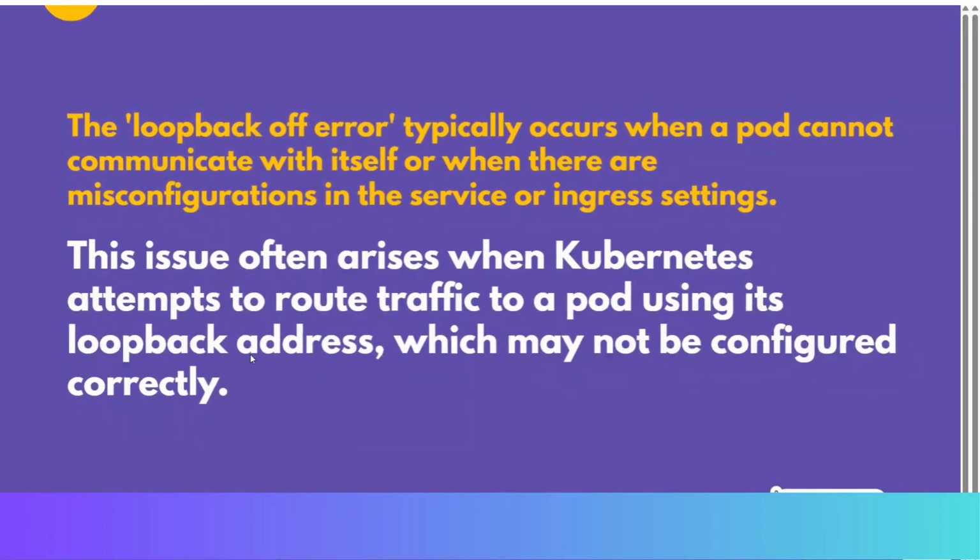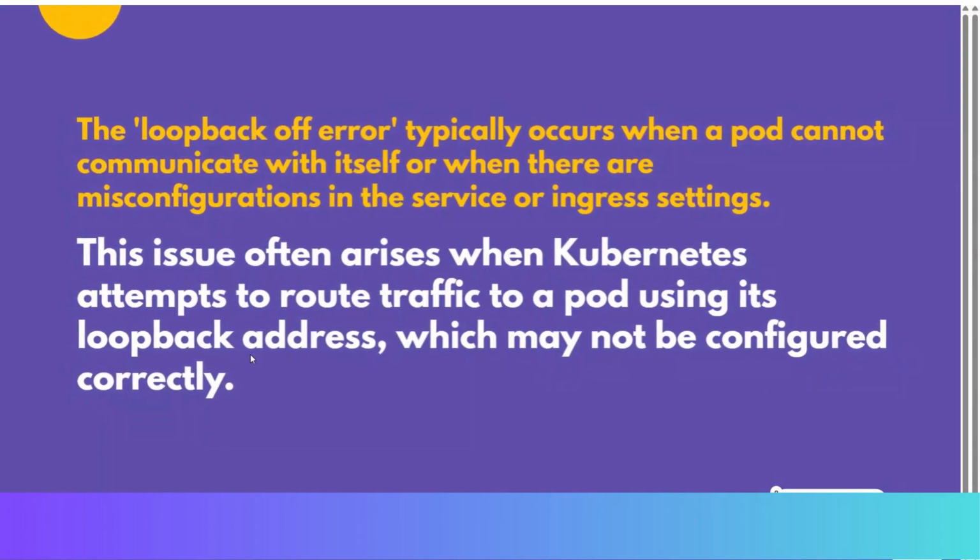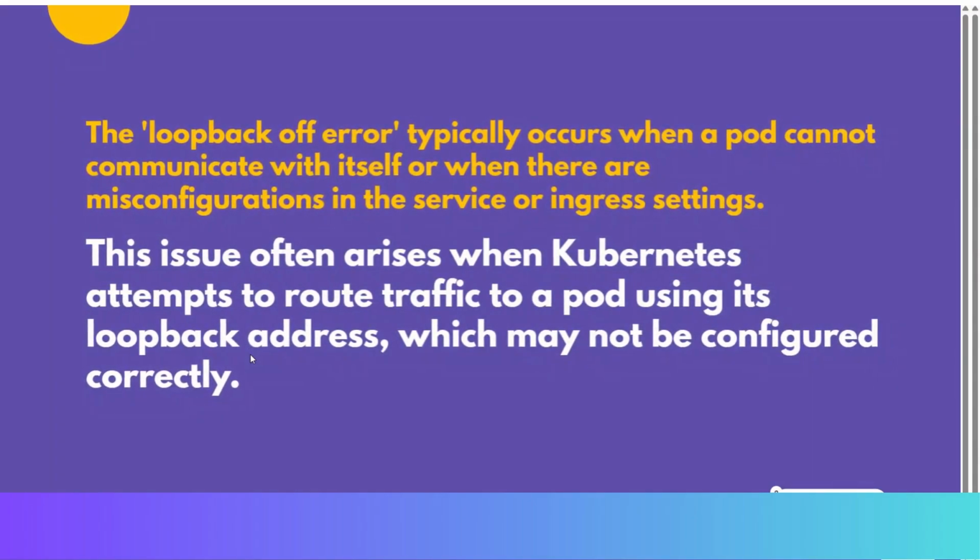The loop-back-off error typically occurs when a pod cannot communicate with itself or when there are misconfigurations in the service or ingress settings. This issue often arises when Kubernetes attempts to route traffic to a pod using its loopback address, which may not be configured correctly.